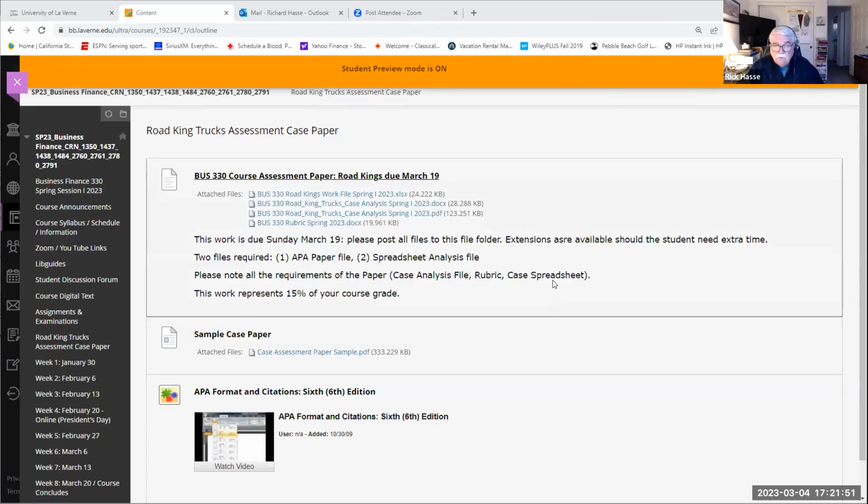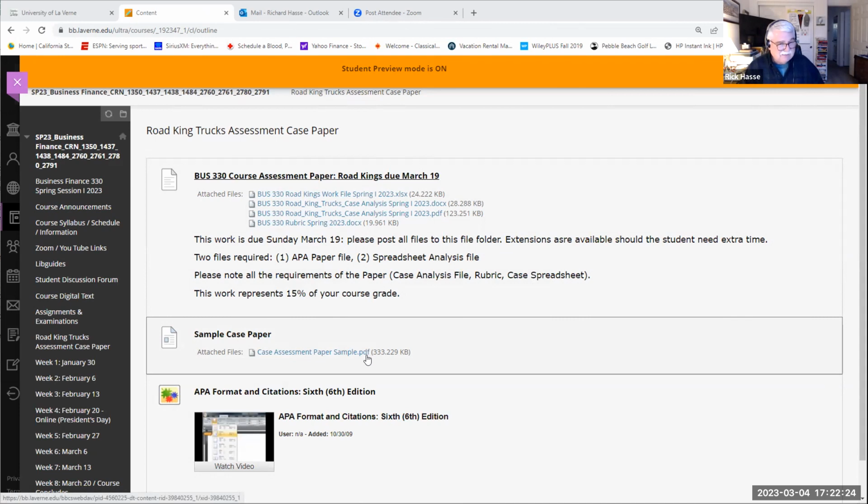So again, there's 4 files that you need to download. The work file, the spreadsheet that I just showed you, the case analysis description of inputs, both in a Word and PDF format, and a rubric, which explains to you how I'll be grading the work. Also, I give you a sample case paper in APA format. If none of you have ever done this before, an APA formatted paper, which is standard for many business programs, here's a sample of an assessment paper.